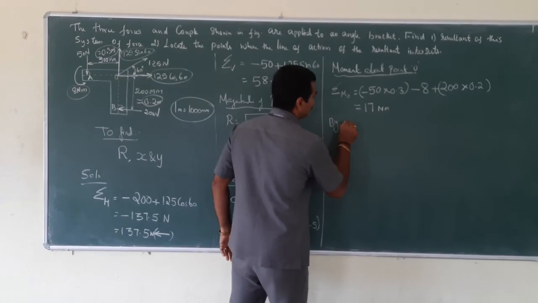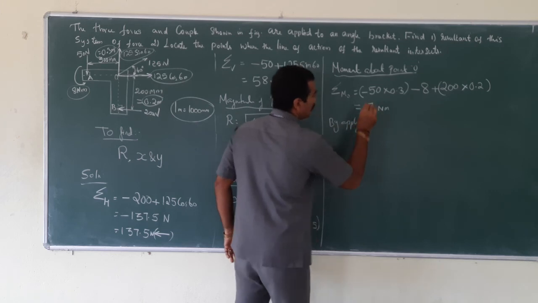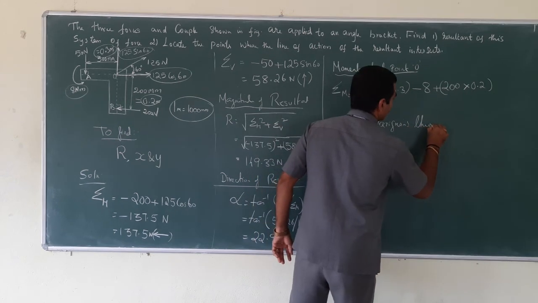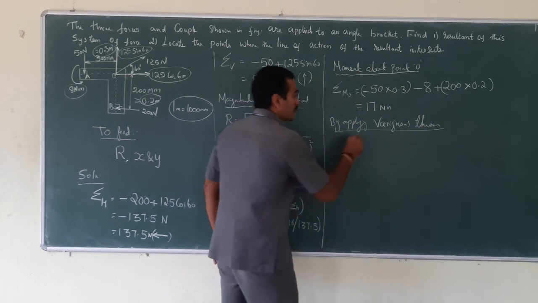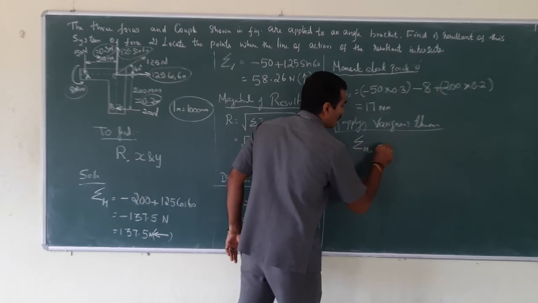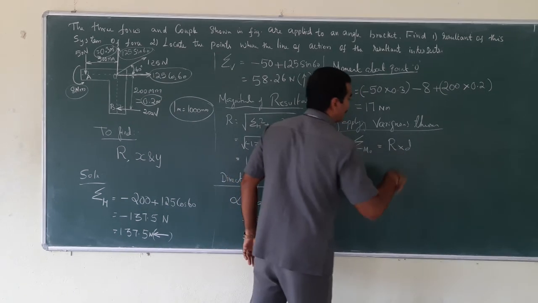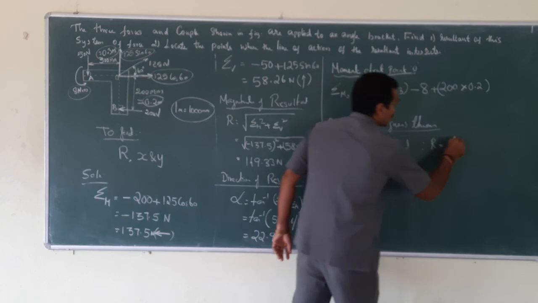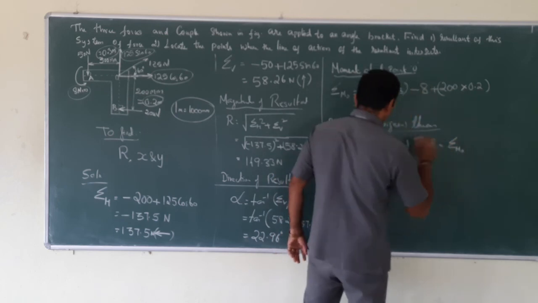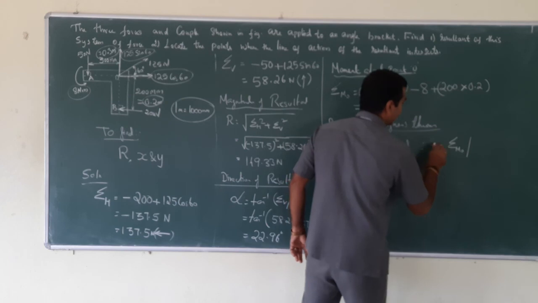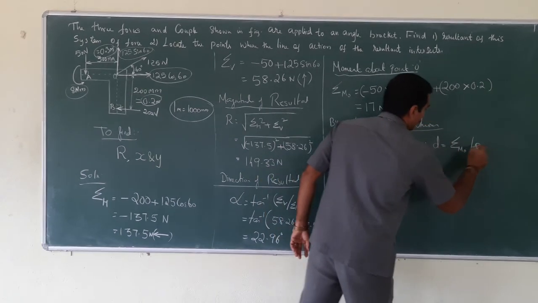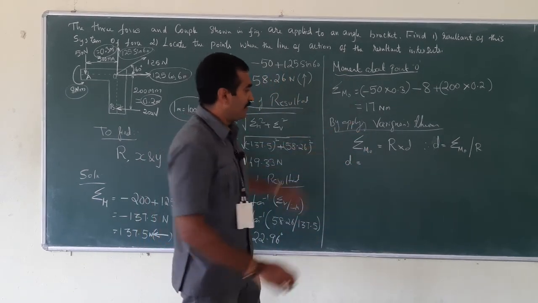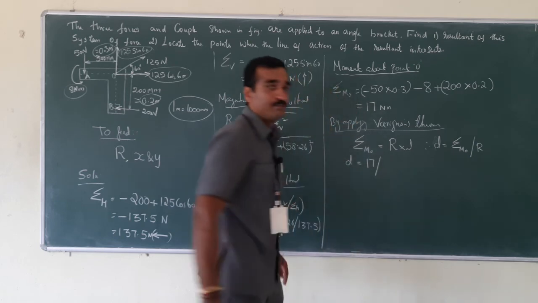Next, by applying Varignon's theorem, you can find the perpendicular distance, right? What it says is: summation of moment about O equals resultant into its perpendicular distance. Therefore R is equal to sum of moment about O divided by, this is D, divided by R. So substitute those values. D equals summation M, which is 17 Newton meter, 17 divided by resultant.